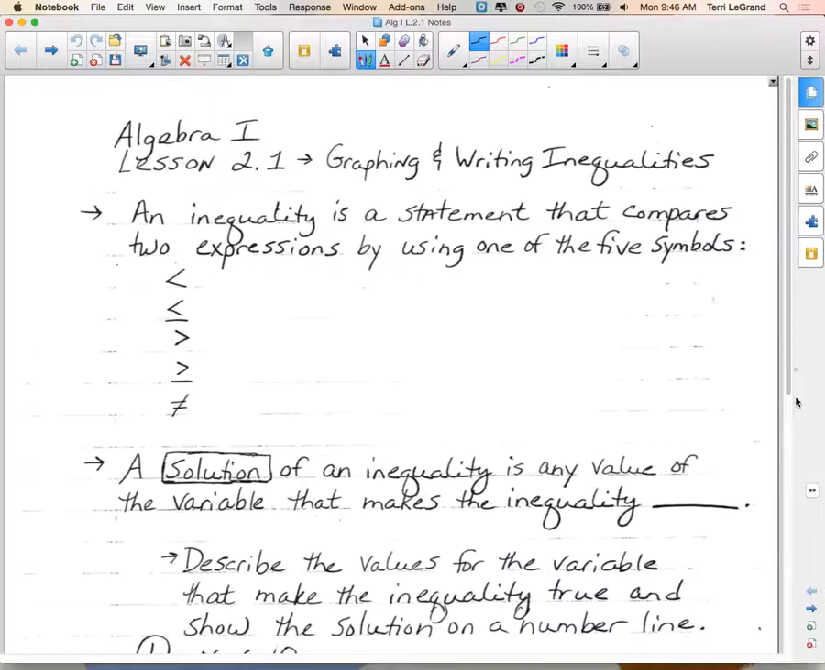An inequality is a statement that compares two expressions. We know what an expression is. It can be numeric or it can be algebraic. We have two expressions, and it uses one of the 5 symbols that are here.